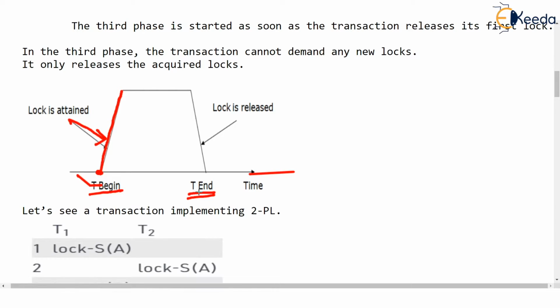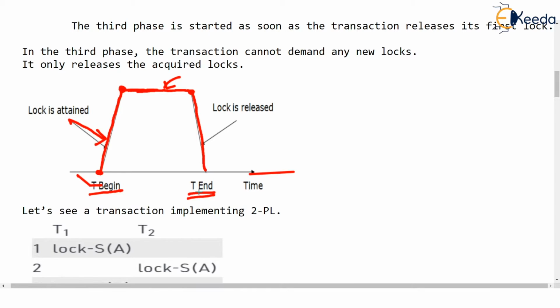Now, after gaining all the locks, the transaction which has acquired all the locks is using those locks for reading or writing in this region. And now the shrinking phase starts here. This is known as the shrinking phase, in which the transaction is allowed to only release the locks.